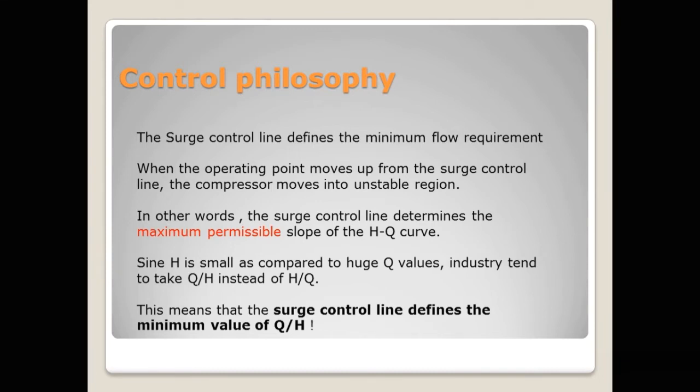Since head is small as compared to q, we would take the reciprocal, q by h, and the surge line in this case defines the minimum value of q by h. So the control philosophy is to maintain a minimum flow. Very simple.